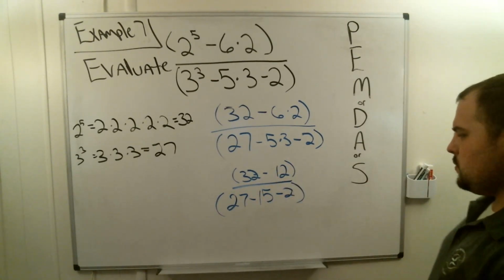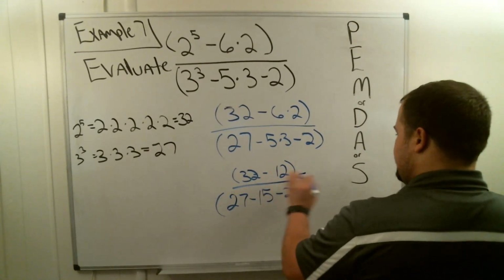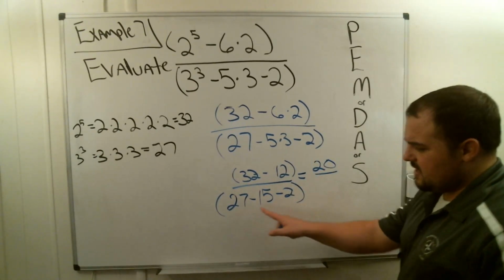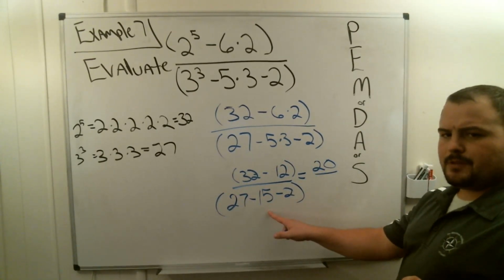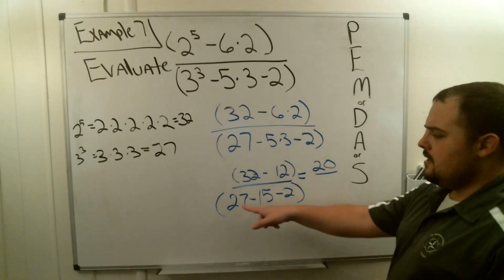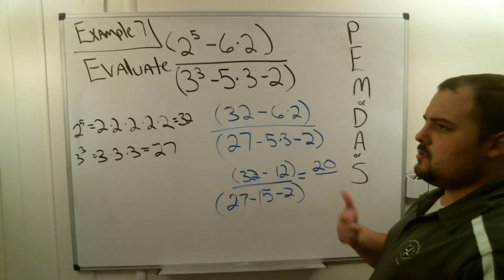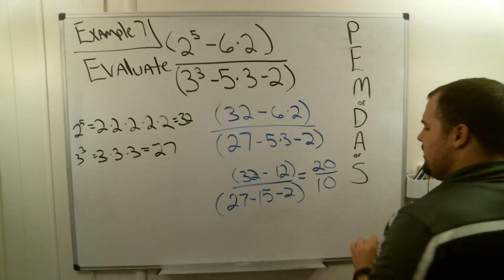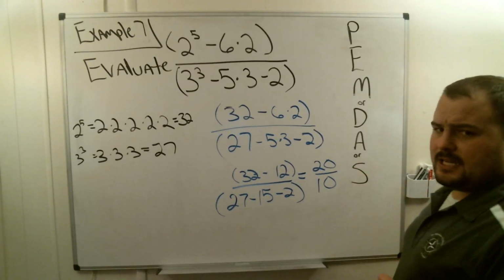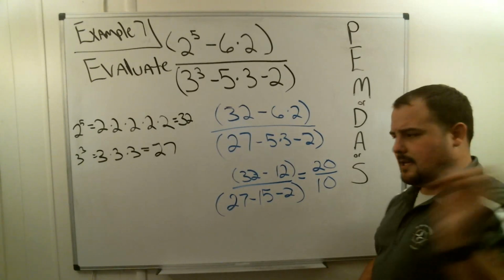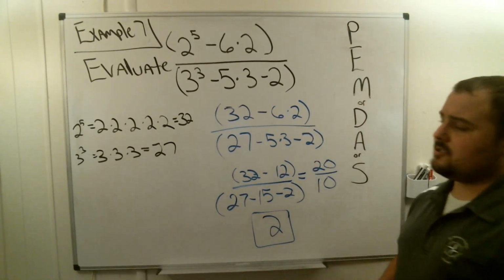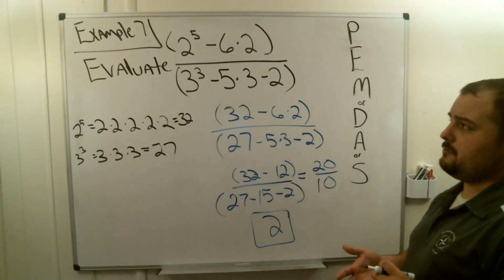Well, 32 minus 12, that's pretty easy. 32 minus 12, that's 20, divided by 27 minus 15, because we start left, we work our way to the right. 27 minus 15, that's 12. 12 minus 2, that's 10. So really, our answer is going to be 20 divided by 10. And 20 divided by 10 is the number 2. So 2 is our final answer if we all follow the same PEMDAS rules.